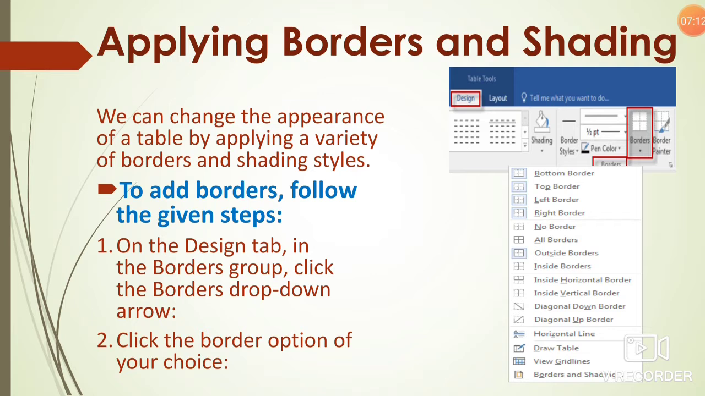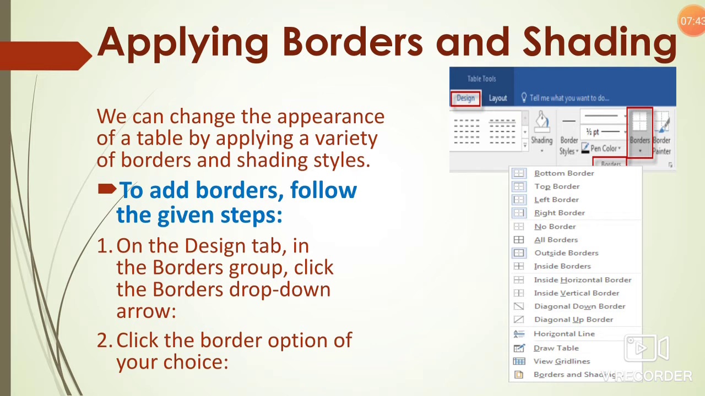For applying a border, first you have to select the table on which you want to apply the border. Then click on the design tab. In the border group, one border option is there. When you click on this border option, so many border options will appear in front of you. Then according to your requirements, select the border, and when you click on any border, that border will be applied on your table.